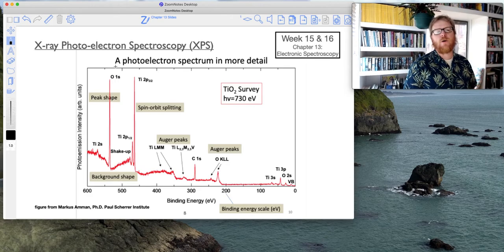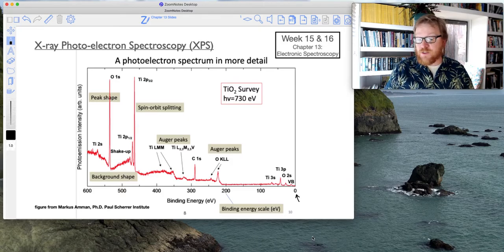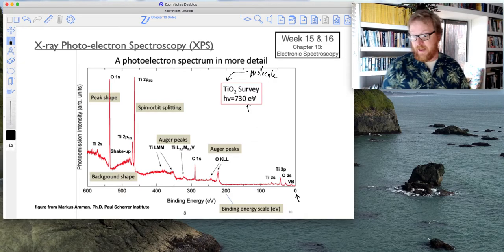So here's another look at a full photoelectron spectrum in more detail. And let's dissect this, okay? So here you can see at zero binding energy, these are the electrons that are furthest away from the nucleus. So that VB right there stands for valence band. And now what we're also looking at here, you can see this is titanium oxide, so we're actually looking at a molecule. You can see we're also seeing what the incident radiation was. 730 electron volt would be the incident radiation.